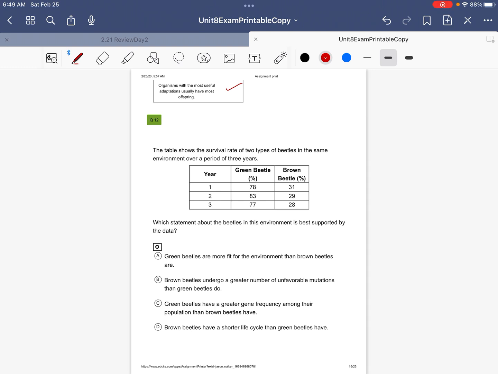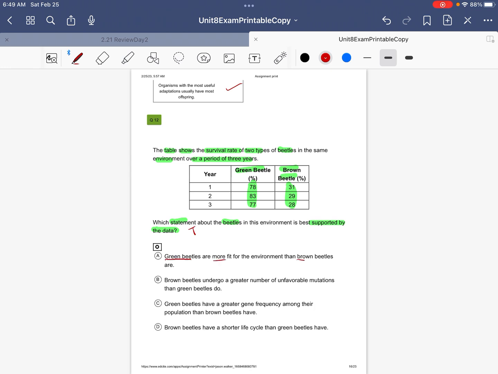Question 12, here's the survival rate. So it tells you what it's showing. The table shows the survival rate of two types of beetles in the same environment over a period of years. We have the green and brown beetle. Green is in the 70s, brown is in the 20s and 30s. Which statement about the beetles in this environment is supported by the data? So which one is true? What do we see happening here?